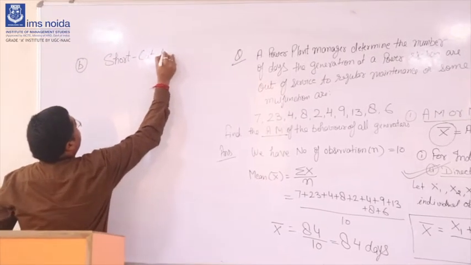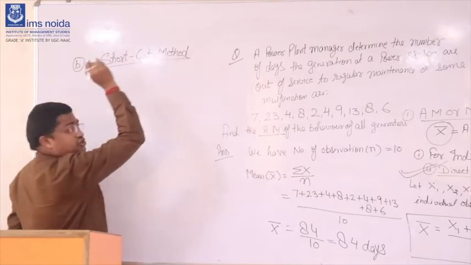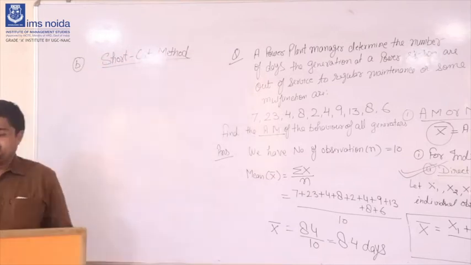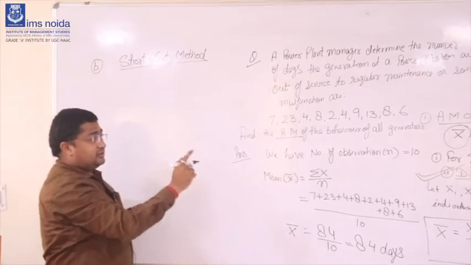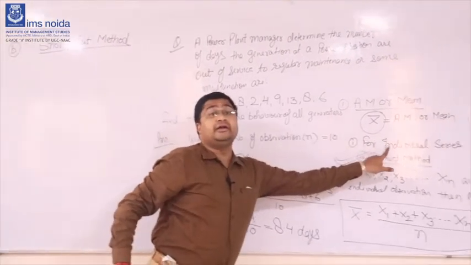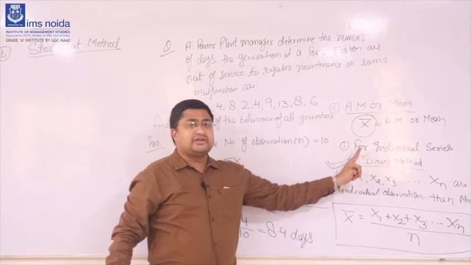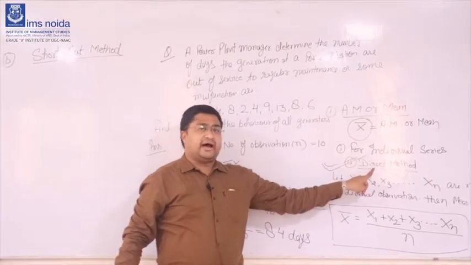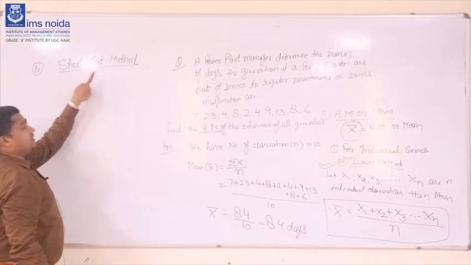Shortcut method. The shortcut method is used for individual series. There are two methods for individual series: first, the direct method, which we have done; second, the shortcut method.